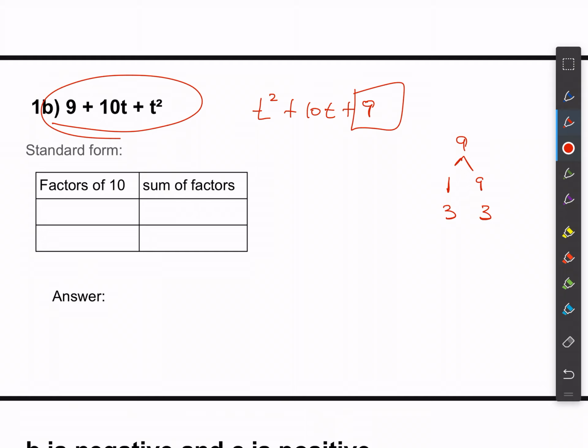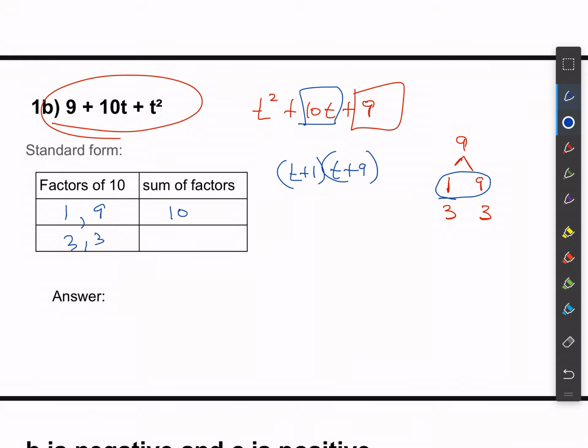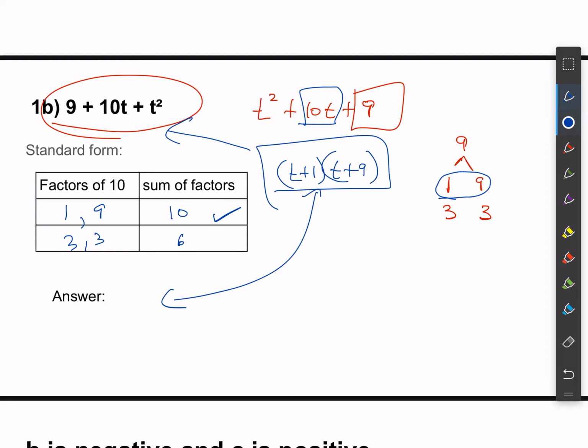We're looking for a pair of factors that add to give me 10, because 10 is the middle term. The only ones that add to give me 10 are these guys. So what this is going to factor to is t plus 1 and t plus 9. If you were filling in the chart, you would have factors of 9: 1 and 9, and 3 and 3. If you add these, you get 10. If you add these, you get 6. So we're going to use this one. The answer I have already given to you right here. That is the factored form of this original problem.